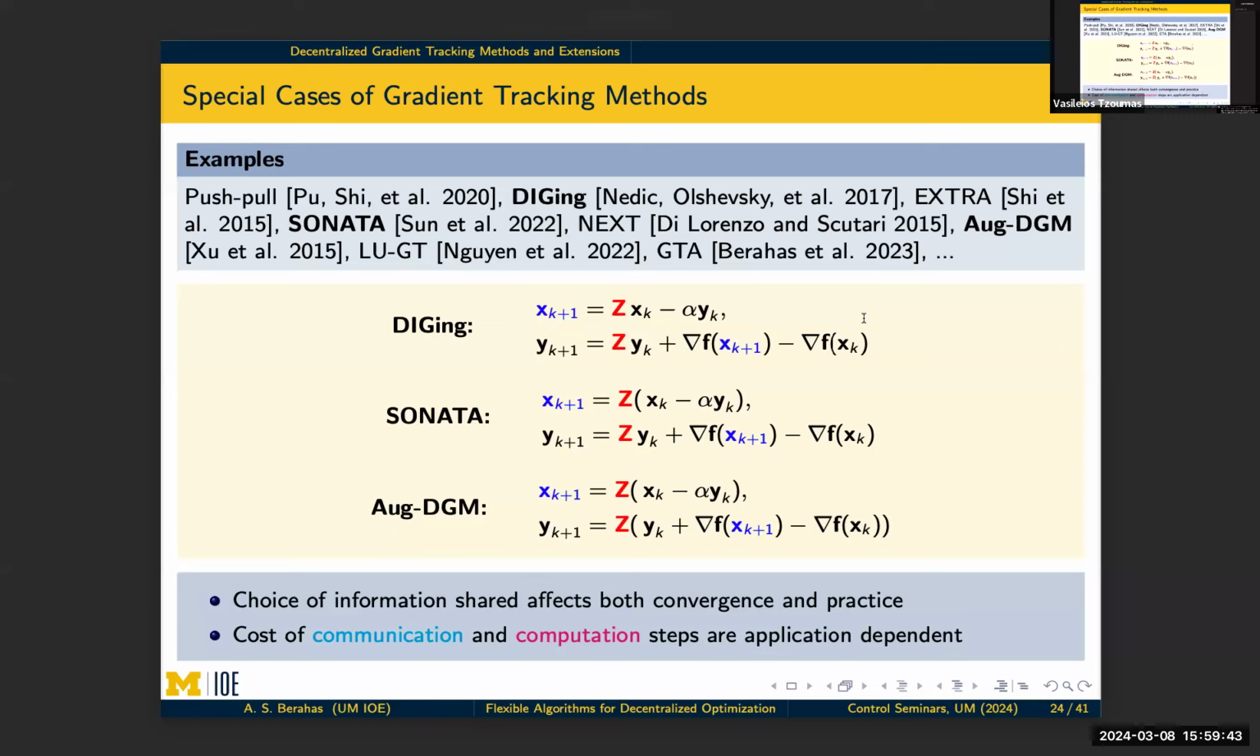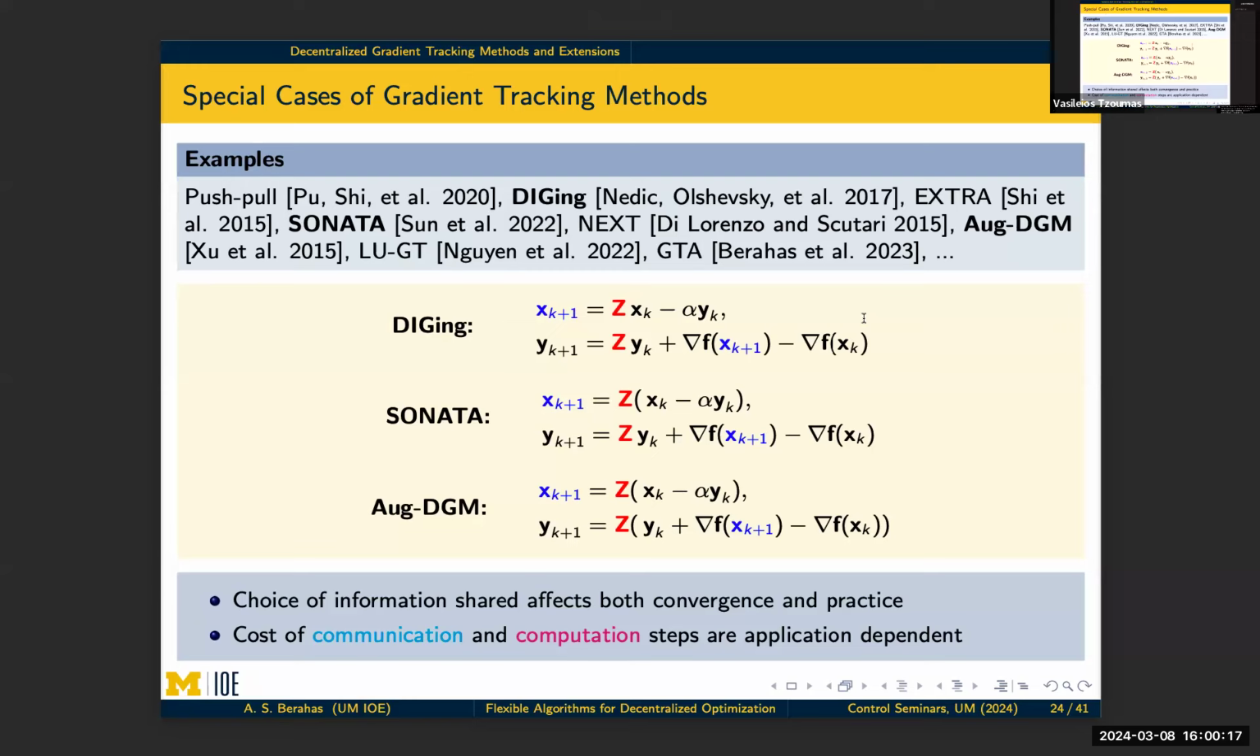so the choice, another thing that's important here is that the choice of information shared dictates both convergence and practice. And what I mean by practice is, if you look at this last equation, or last method down here, I cannot do these two steps in parallel. I cannot do them in parallel, right? So I need to do one and then the other. Or sorry, what I meant is I cannot communicate, like be communicating things at the same time because they are dependent on quantities that I don't have. So I need to get x_{k+1} before I can do my communication of this second step.